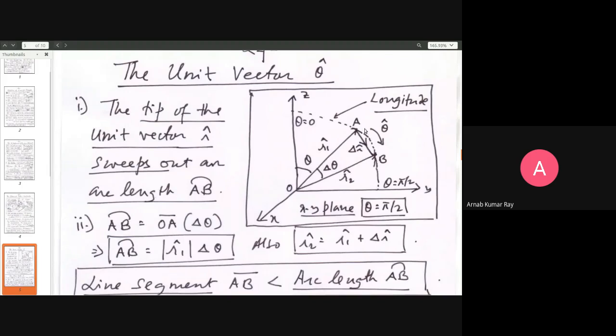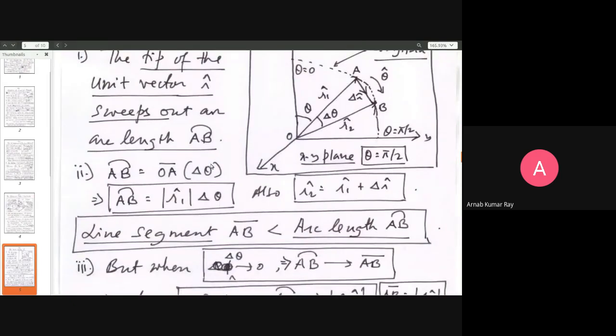Okay, so what is the arc length AB? Arc length AB is equal to line segment OA times delta theta. And what is line segment OA? That is equal to the magnitude of R1 cap. But then R2, this vector, by the law of summation of vectors, is R1 cap plus delta R cap.